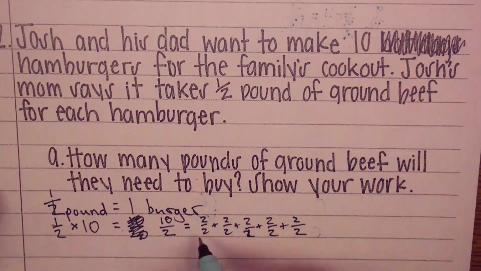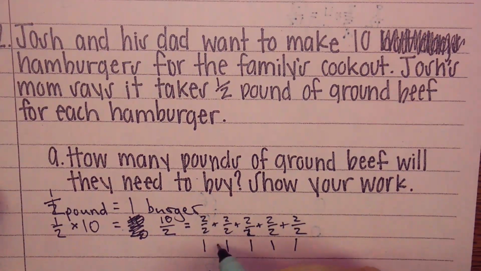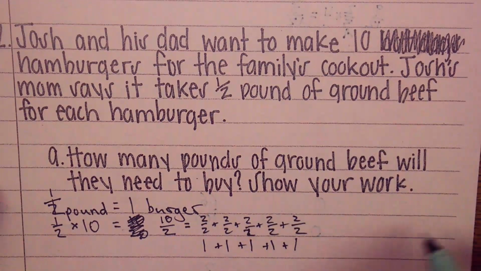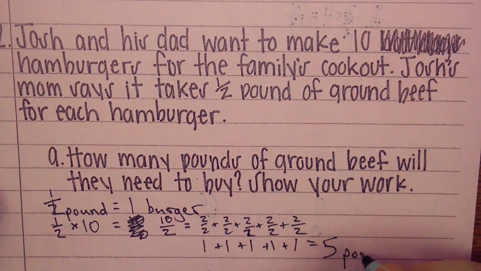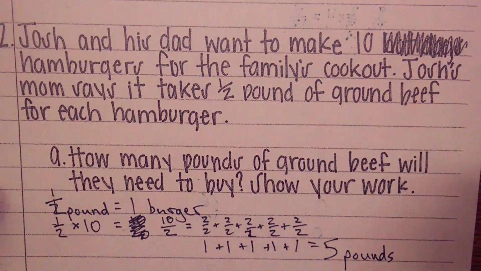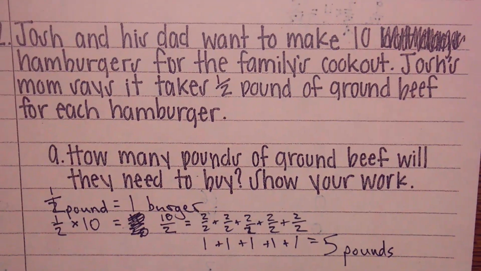2 halves. And what do we know about each of these? That each of these 2 halves is 1, 1, 1, 1, and 1. If I add all of those ones together, what do I get? 5. So we're going to need 5 pounds. That one's a little trickier. It takes a couple steps.